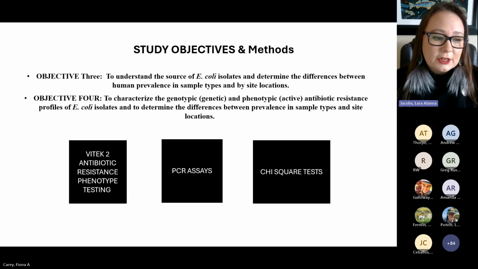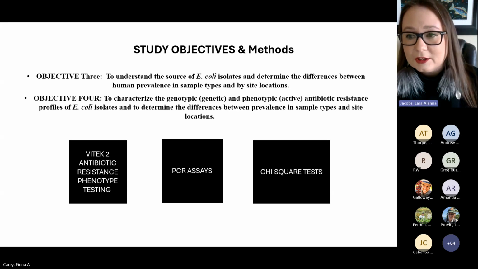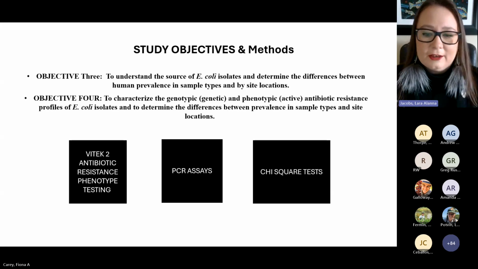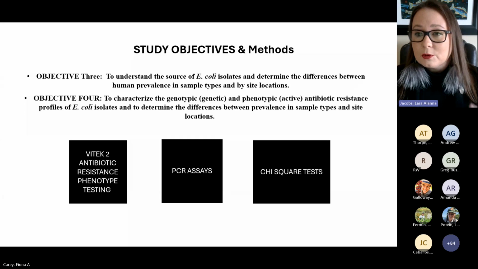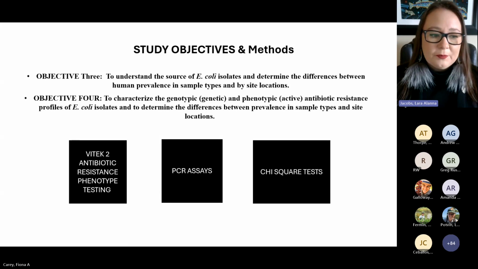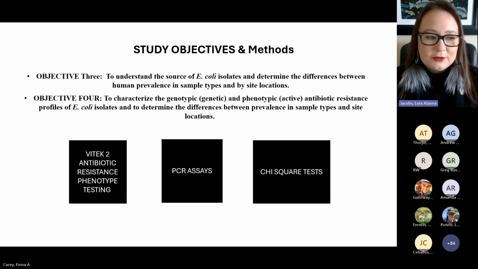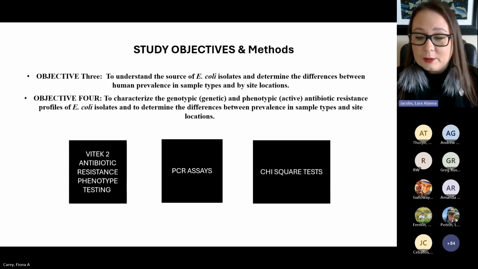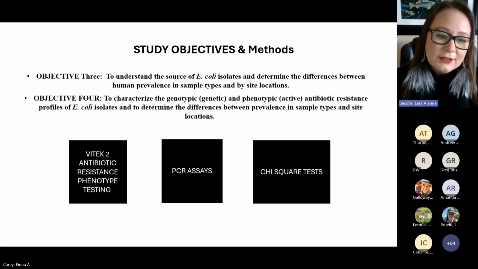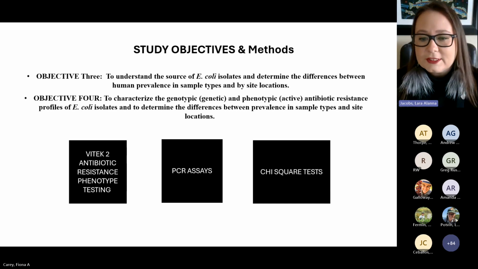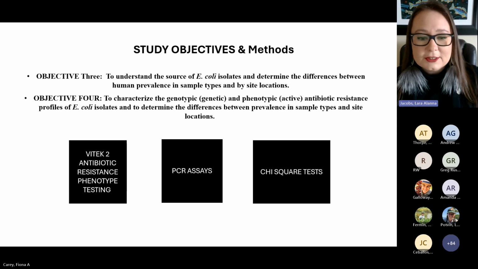And then our last objective was to characterize the genotypic, which is really like the genetic antibiotic resistance, and the phenotypic antibiotic resistance, where we're actually showing active antibiotic resistance. So we were characterizing these two things to understand the antibiotic resistant profiles of E. coli isolates and to determine the differences between prevalence and sample types and site locations.